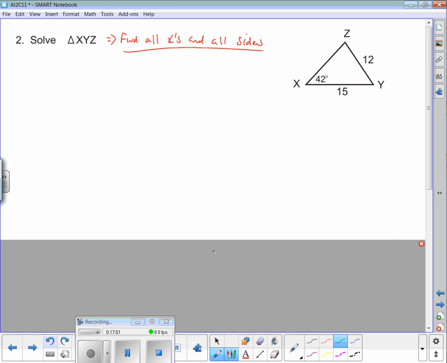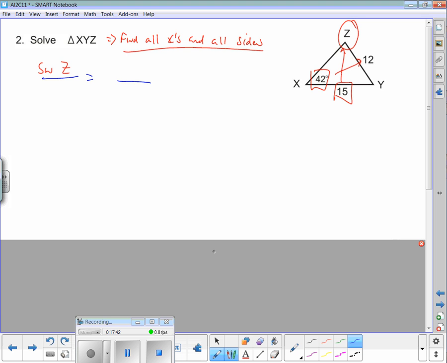All right, so what I'm going to do is I'm going to look at this and see what I have and what I can find. Okay, I have this angle and I have its opposite side. So I have that ratio. I have this side, therefore I can find this angle using the law of sines, and that's what I'm going to do. So I'm going to set up my proportion. Again, I always like to put what I'm looking for in the top left. So that would be the sine of angle Z.